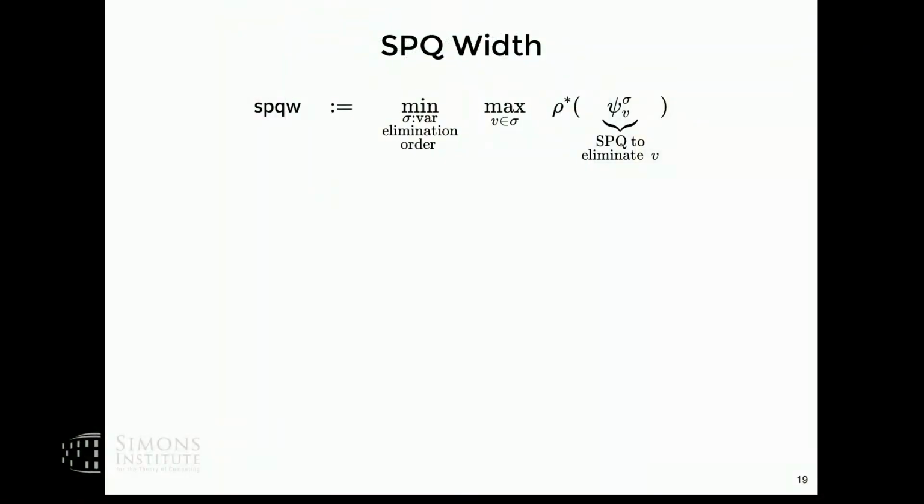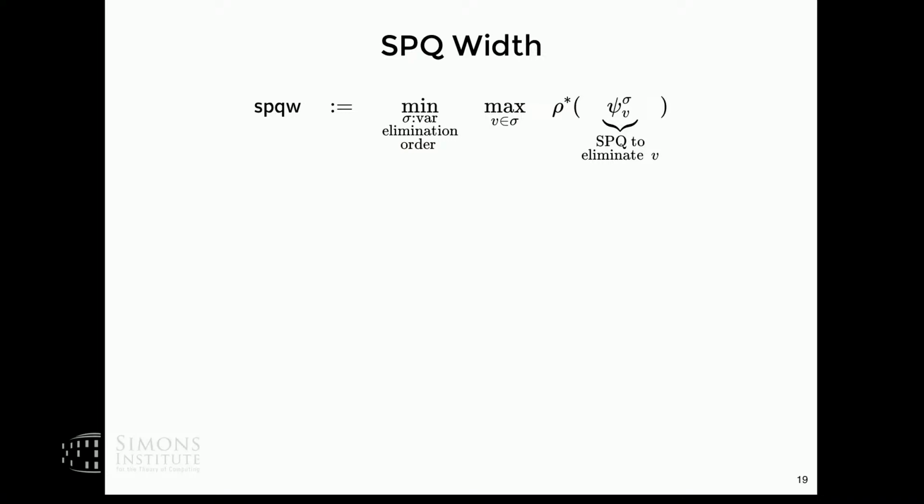If we fix a variable order sigma, then in order to measure the runtime for this elimination process, we have to go through every variable in sigma and eliminate them one by one. In order to eliminate them, as we discussed in the previous slide, we have to solve some smaller SPQ that eliminates V. I'm calling it here psi V, and it also depends on the elimination order. And in order to solve this query, we have to pay a cost, which is the fractional edge cover number rho star for this particular SPQ. So this expression measures the overall cost that we have to pay if we pick sigma as a variable elimination order. If we minimize over all sigma, this is what we define as the sum product query width.